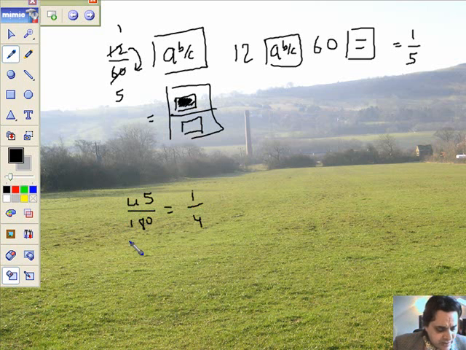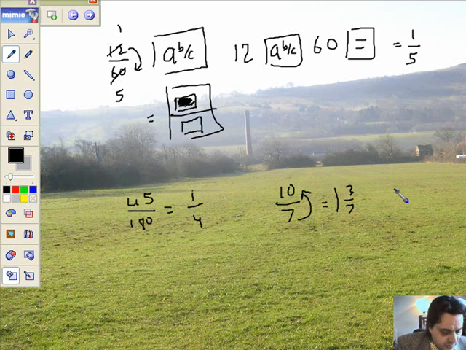Question 3. Use your calculator for this question. Alright. Express these improper fractions as mixed numbers. I don't even see why we need a calculator for this. Anyway, 7 goes into 10 once, and 3 left over. 1 3/7.